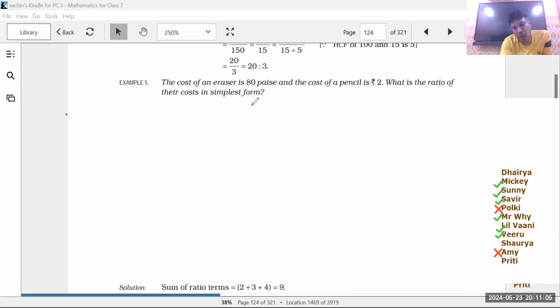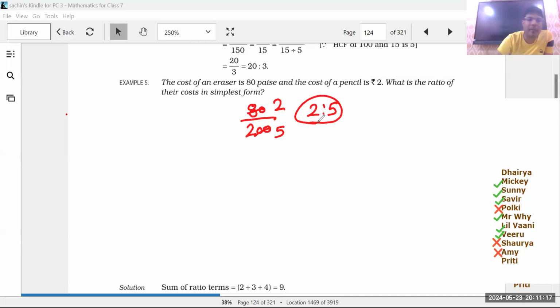So 80 upon 200, because both will be paise then. So it will be 4 2s are 8 and 4 5s are 20. Answer would be 2 is to 5. Shaurya, Amy, Polki, did we understand, guys? Yes, sir.